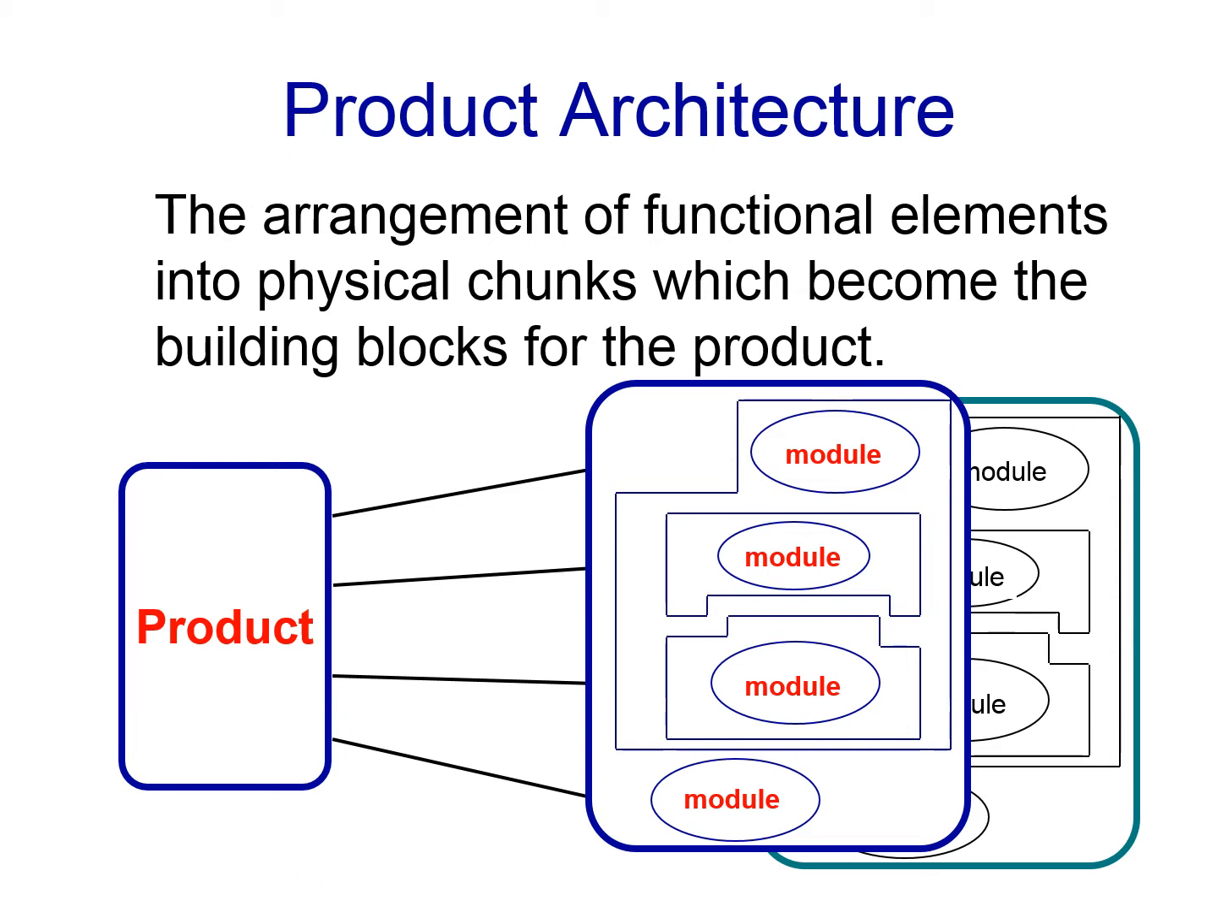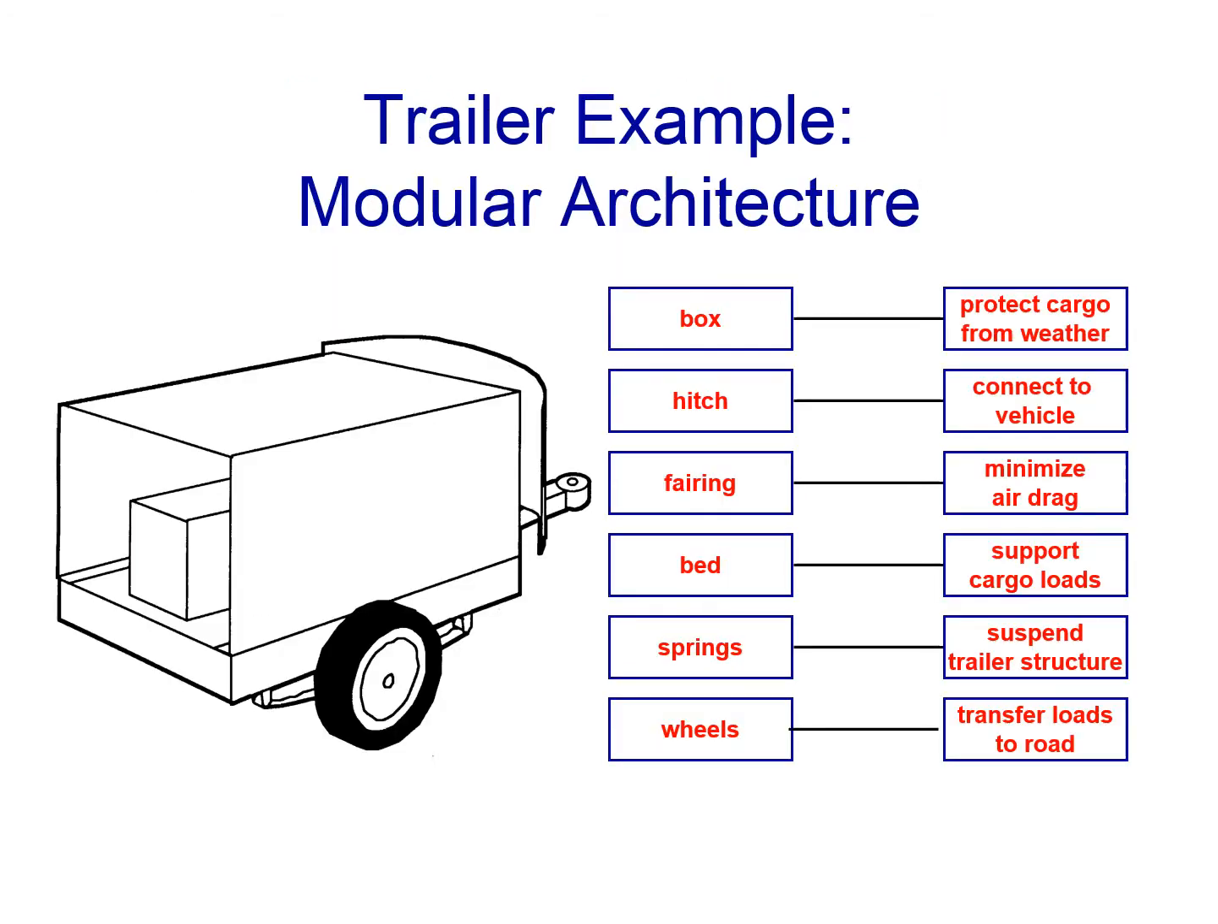So the architecture becomes a mapping between functions and physical modules. A one-to-one mapping constitutes a modular architecture, while one-to-many mappings constitute varying levels of modularity, including integral architectures. Let me define those two terms further with a simple example. This is an architecture for a trailer.